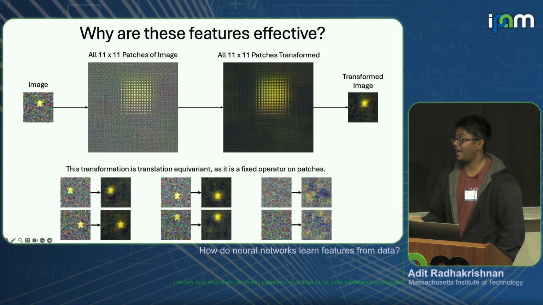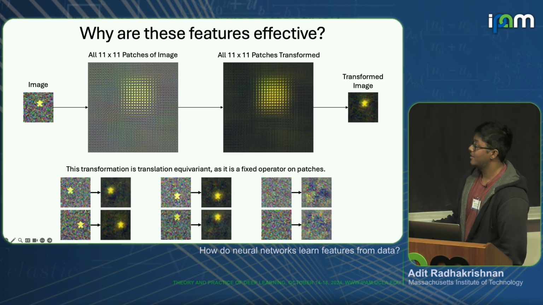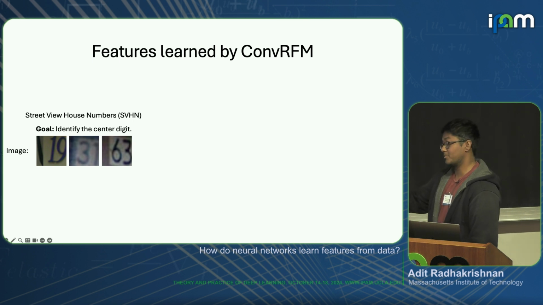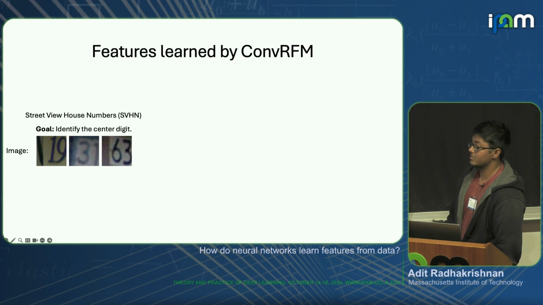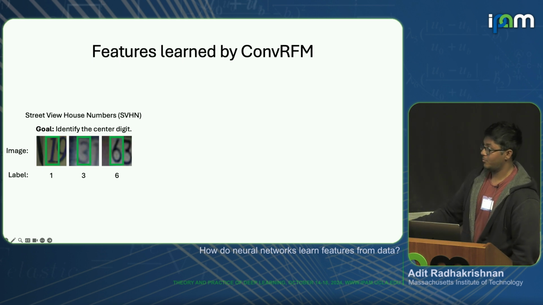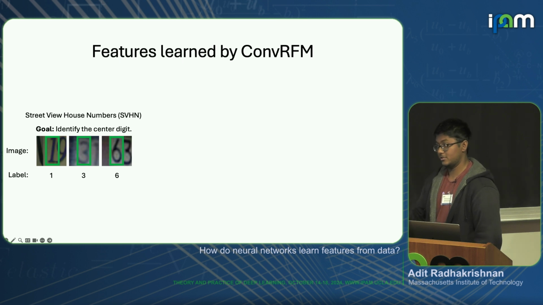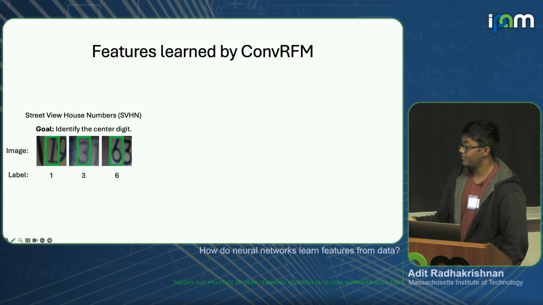We can ask now what happens when you do AGOP for a convolutional kernel on a real data set. So what I did here is just, again, took a very simple data set of street view house numbers. The idea here is we have 70,000 training examples where the goal is to just predict the center digit in an image of a house number.